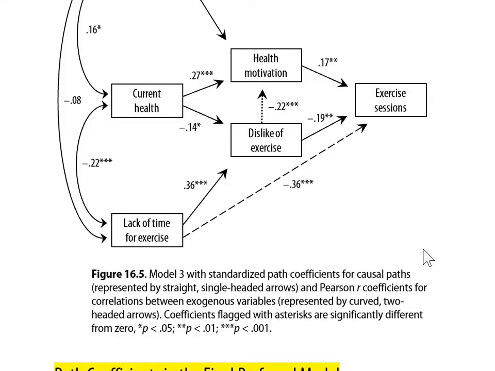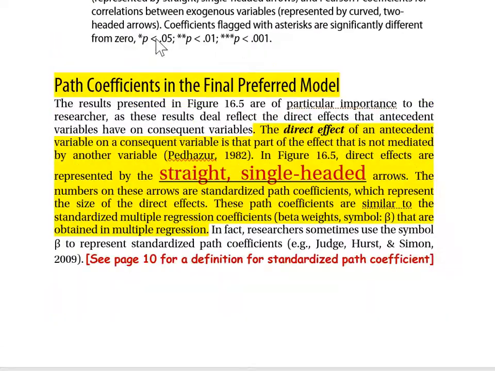I'm still on page 29. The text continues. Path coefficients in the final preferred model. The direct effect of an antecedent variable on a consequent variable is that part of an effect that's not mediated by another variable. In figure 16.5, direct effects are represented by the straight single-headed arrows. The numbers on these arrows are standardized path coefficients, which represent the size of the direct effects. These path coefficients are similar to the standardized multiple regression coefficients, that is, beta weights, that are obtained in multiple regression. I've added a note in red font here below this paragraph.